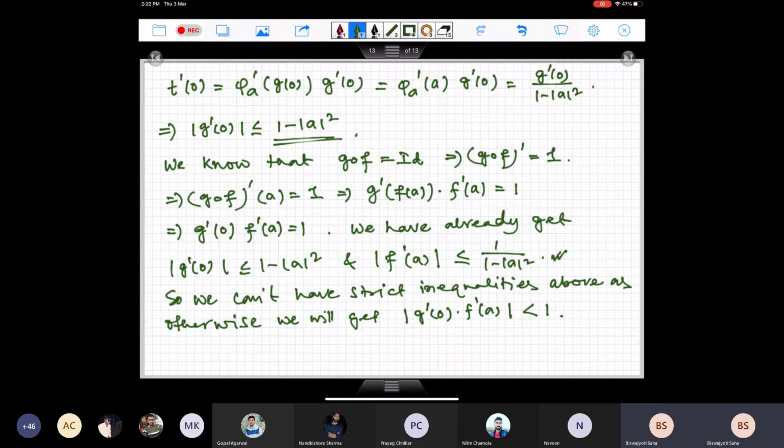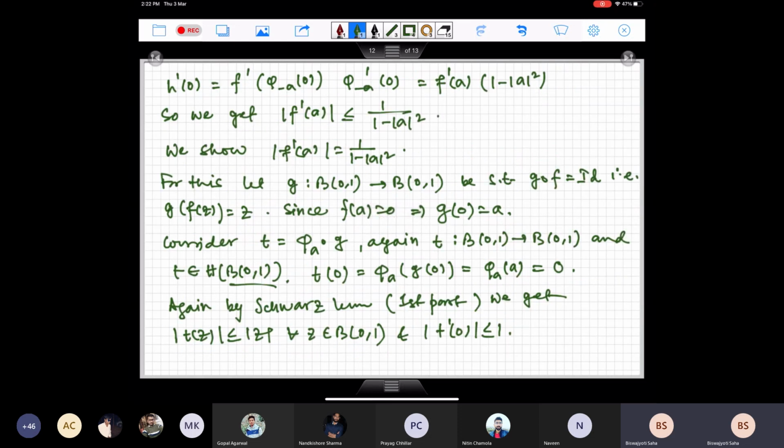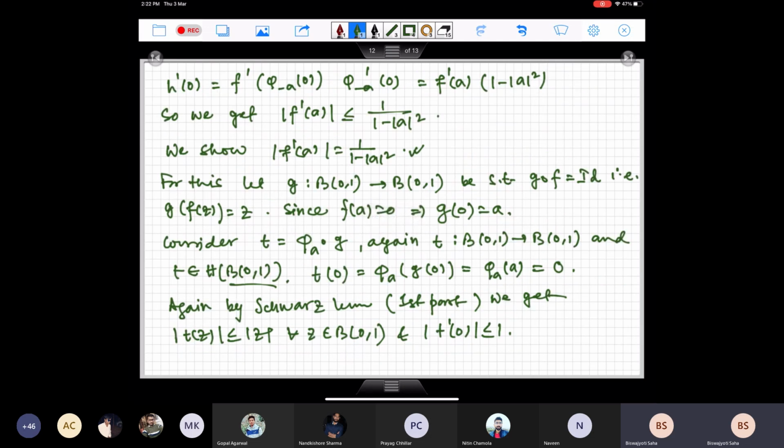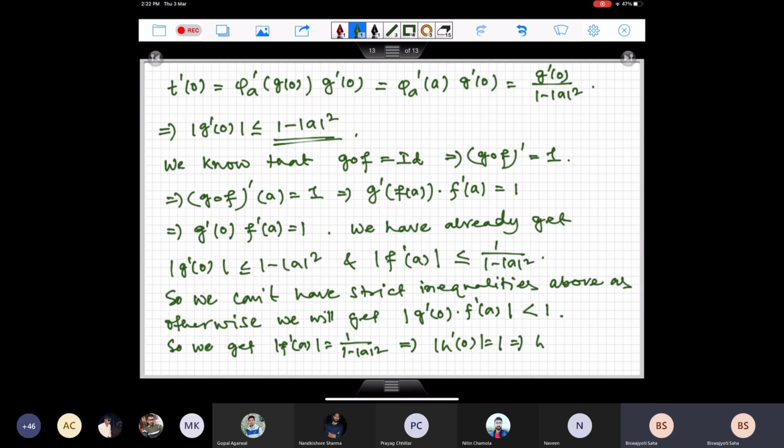But anyway, of course, I was more interested in the second case. So we get mod of f prime at a is equal to 1 upon 1 minus mod a square, and this implies, so this is what I had said I will show, mod of h prime of 0 is equal to 1. So h is equal to some constant times z for mod c equal to 1. Is it clear to all of you?